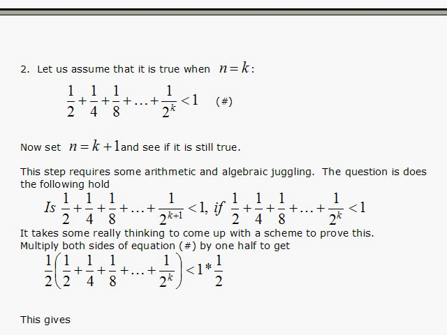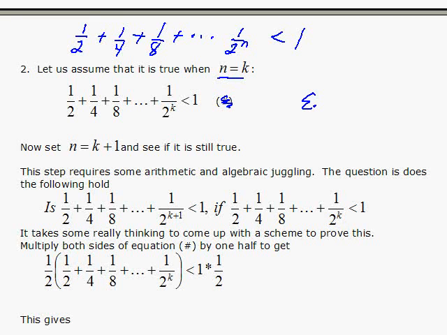So in step 2, we set n equal to k. We go back to the original statement, which is 1 half, 1 fourth, 1 eighth, over all of the evens is less than 1. And we set the n equal to k. There's only 1, so we set that equal to k. I call that sharp. Before I was calling things equation 1, so we'll call that equation 1.